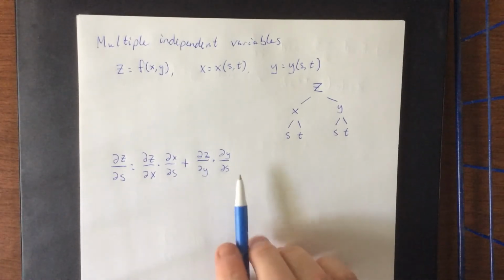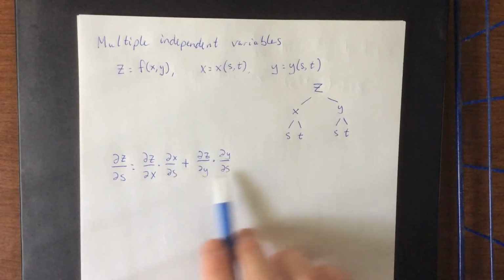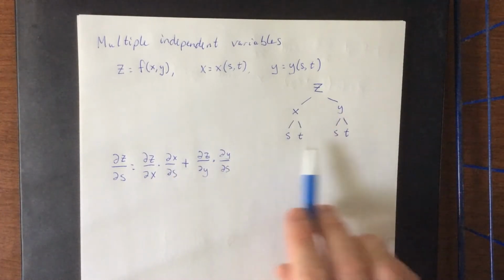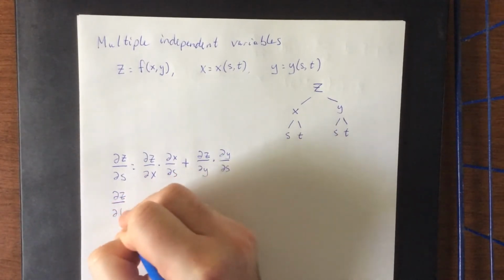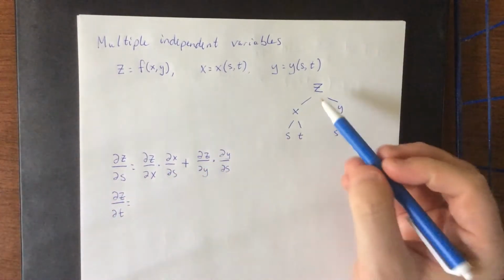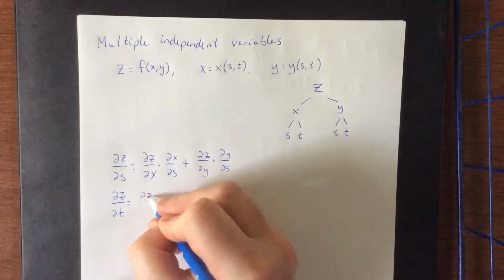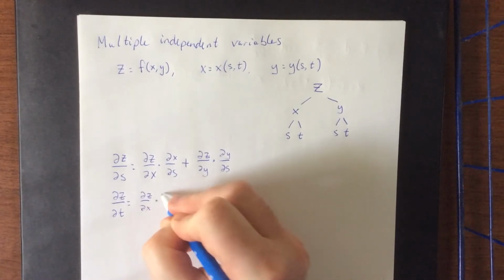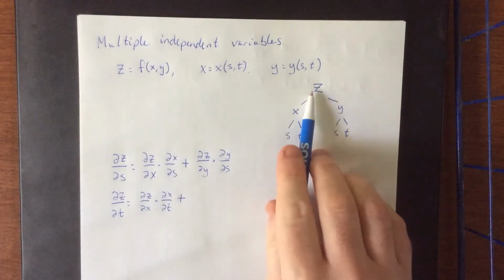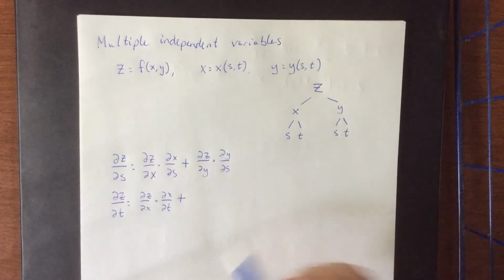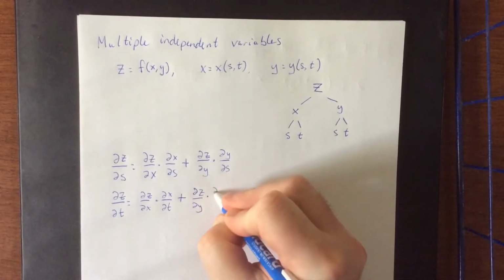So it looks very similar to the expression that we had with only one independent variable. The difference is we now have partial derivatives, since x and y are now functions of multiple variables. Similarly, if we wanted to talk about the partial derivative of z with respect to t, we can go from z to x and x to t, or we can go from z to y and y to t.